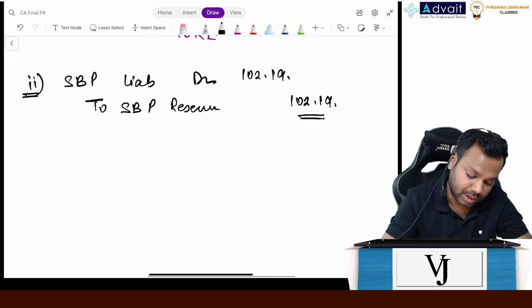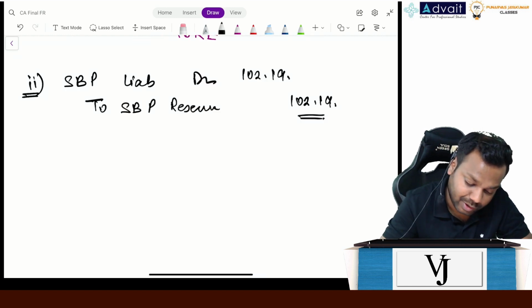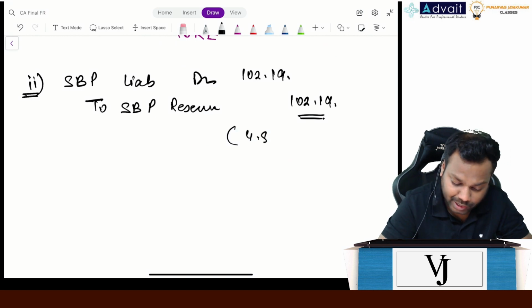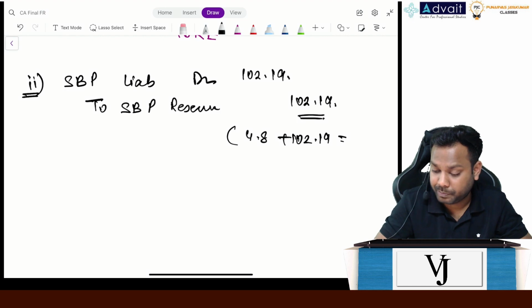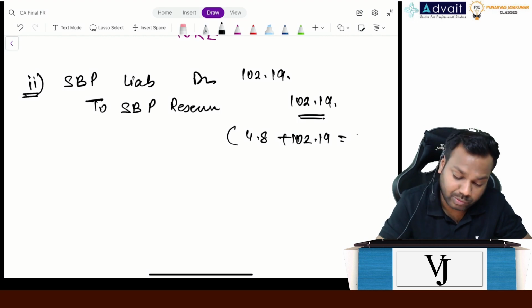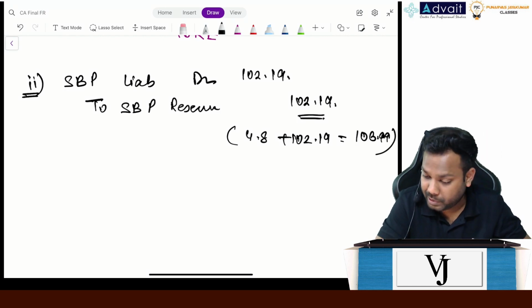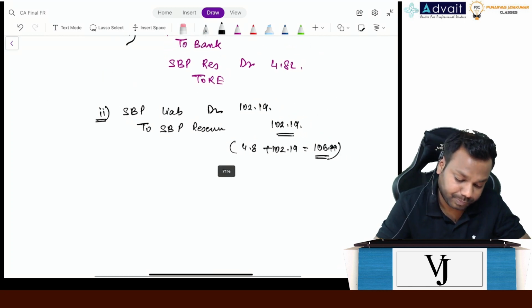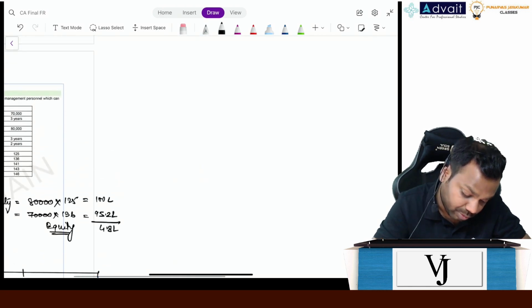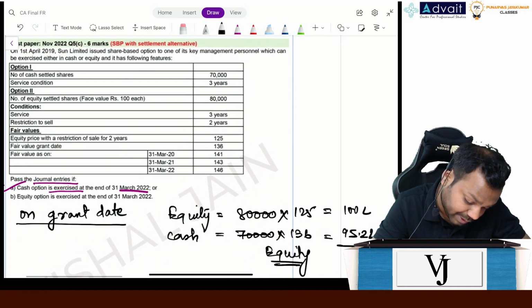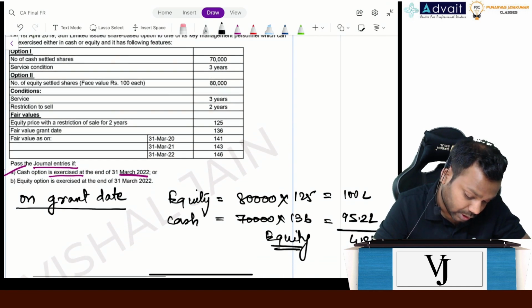102.19. Okay. Now, what is the value of my SBP reserve now? It was 4.8 plus 102.19. It becomes how much? 106.99. Okay. Now, further, is any exercise price to be collected? Given in the question, any exercise price? No, not given. Fair enough.